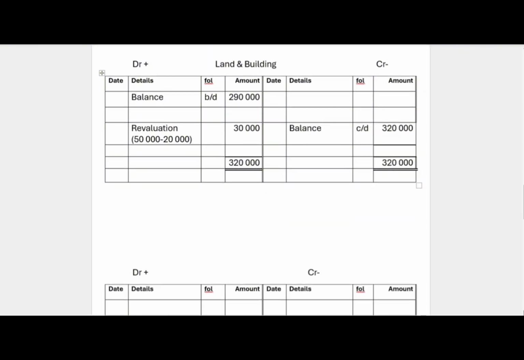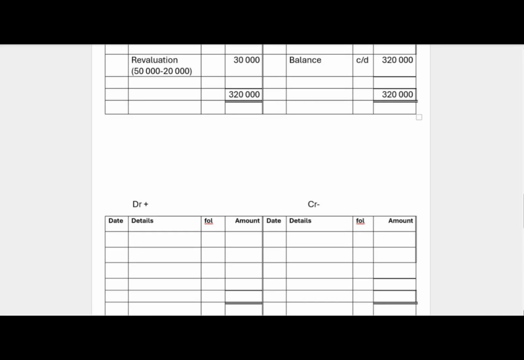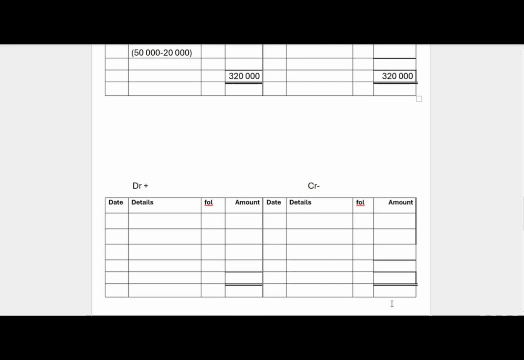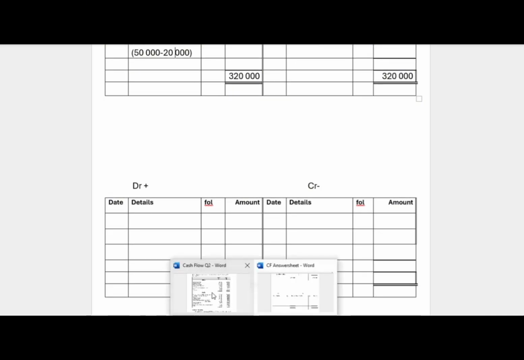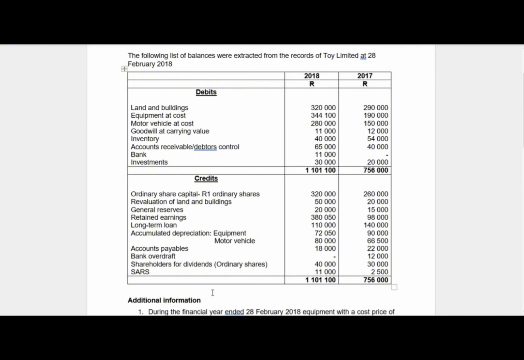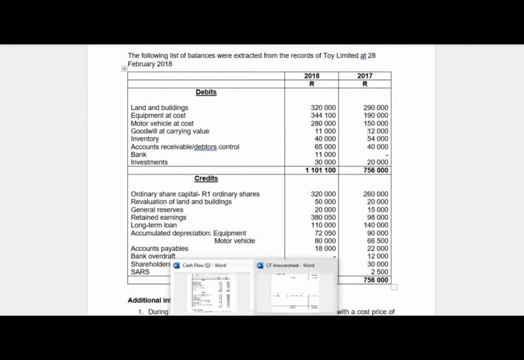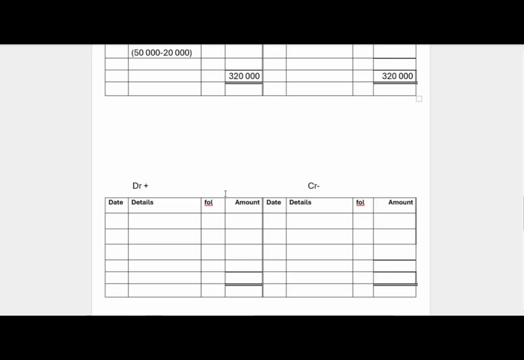Let's proceed. Now we are going to start with our equipment, because that is the third non-current asset, equipment. I want us to go and do that one. So number one, we are going to do the equipment account.